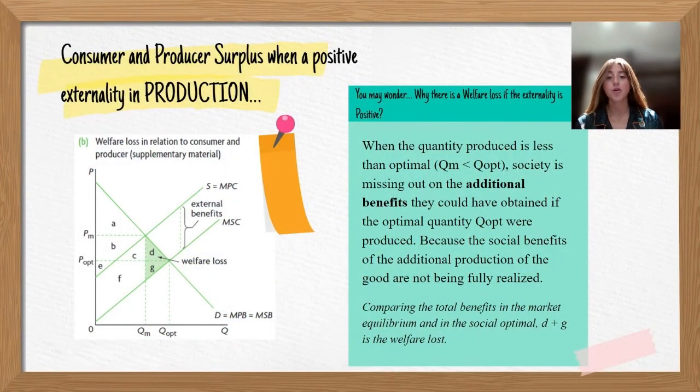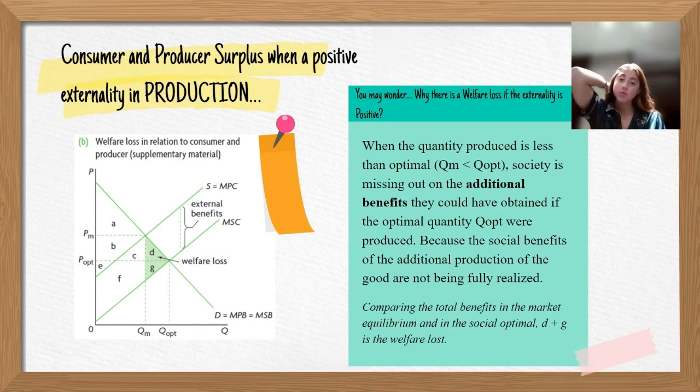Well, to see it more clearly, in the market equilibrium PM and QM, the consumer surplus is the area A, the producer surplus is the area B and E, and the external profits are the C and F area, which are the difference between the MPC and MSC curves up to the point of production by the market. Total profits are therefore A, B, E, C, and F.